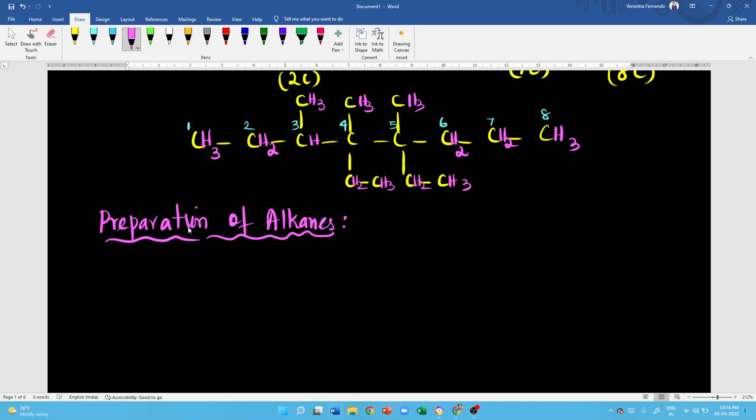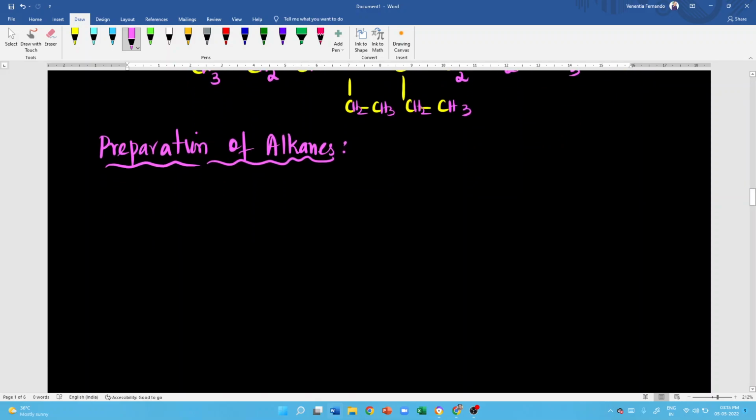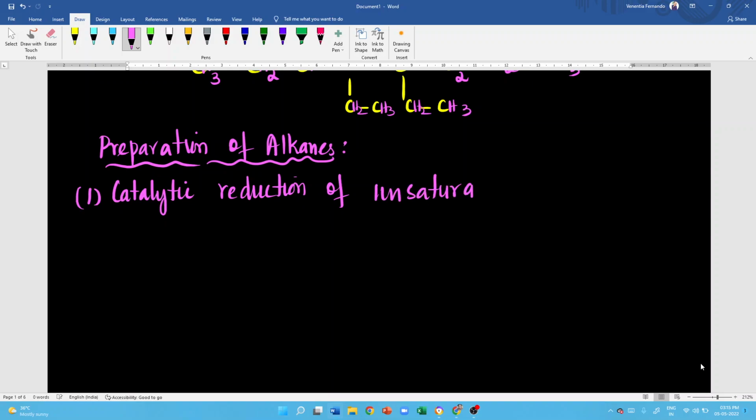Actually, there are 4 methods of preparing alkanes. The first one is catalytic reduction of unsaturated hydrocarbons. So first, alkanes are saturated, whereas here we are going to take unsaturated.